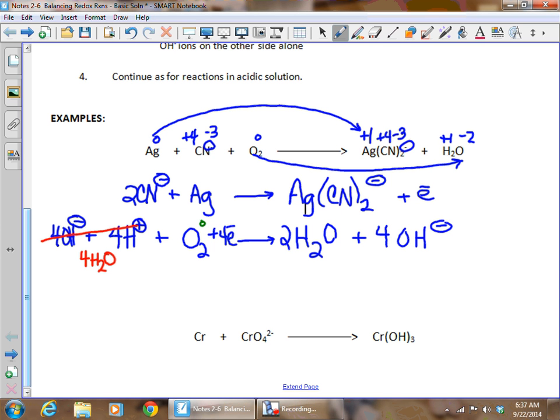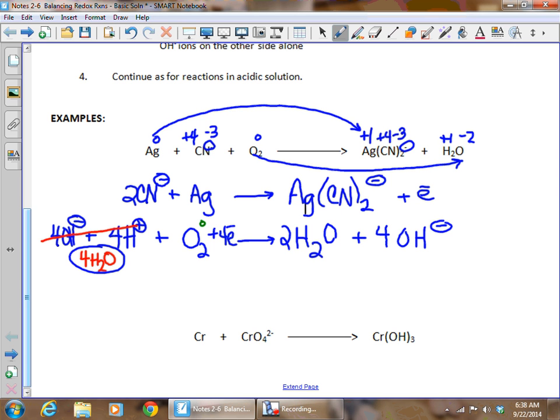So that's our extra step. Once you've balanced the oxygens with water, and once you've balanced the hydrogens with hydrogen ions, our final step has got to be to add the same number of hydroxide ions to both sides so that we can cancel our hydrogen ions, if you will, and make water out of them. So what does that leave? It leaves 4 waters on the left-hand side and 2 on the right-hand side.